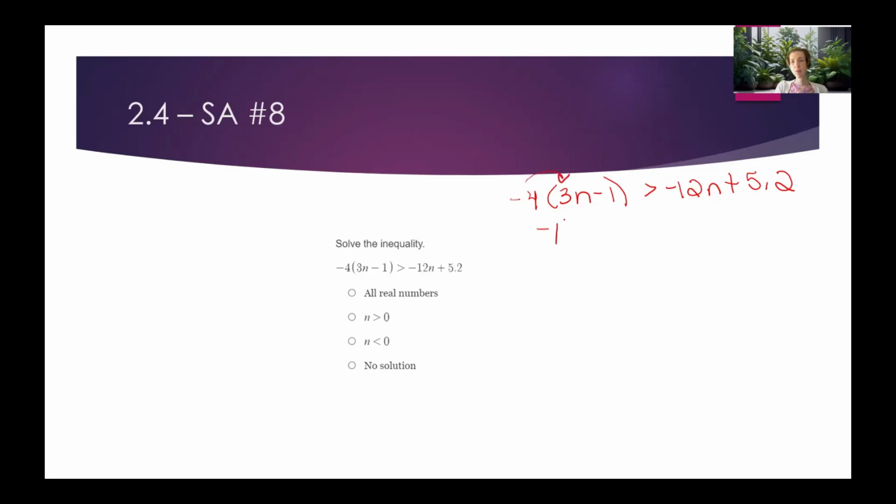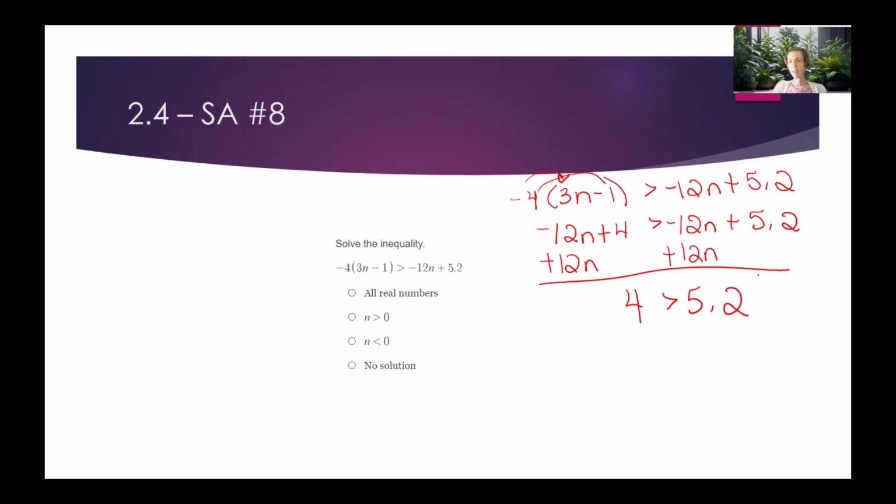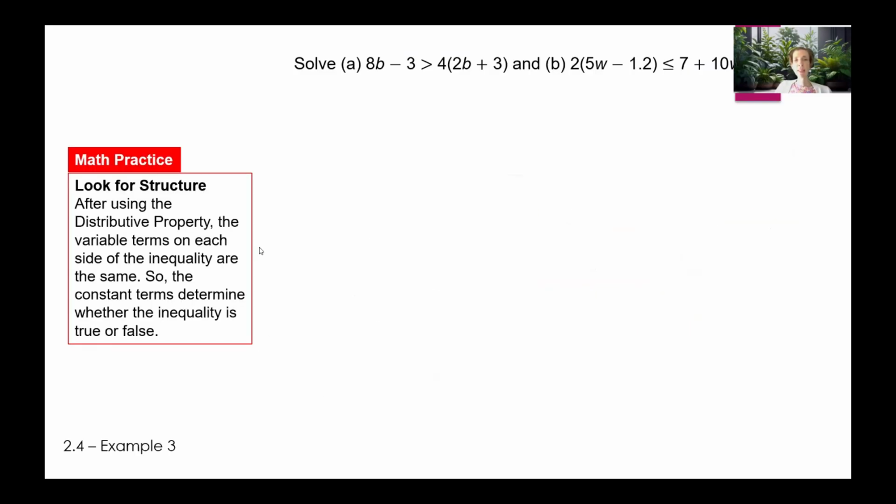So let's do negative 12n plus 4, right? Because negative 4 times negative 1 is positive 4. Negative 12n plus 5.2. Okay, and then we can add 12n to both sides. And we end up with 4 is greater than 5.2. Well, is that true? That is not true. So this one is no solution.